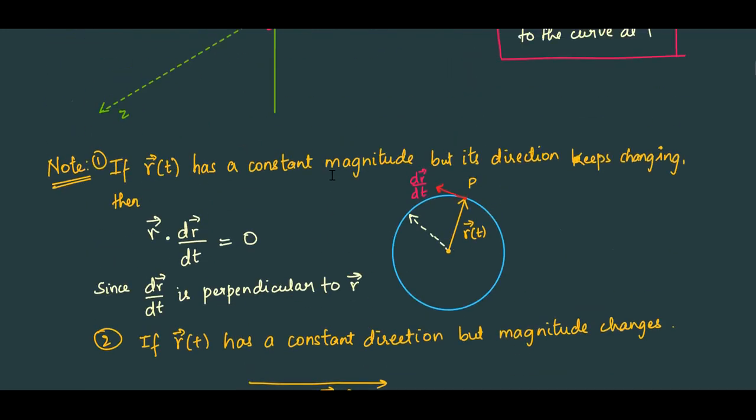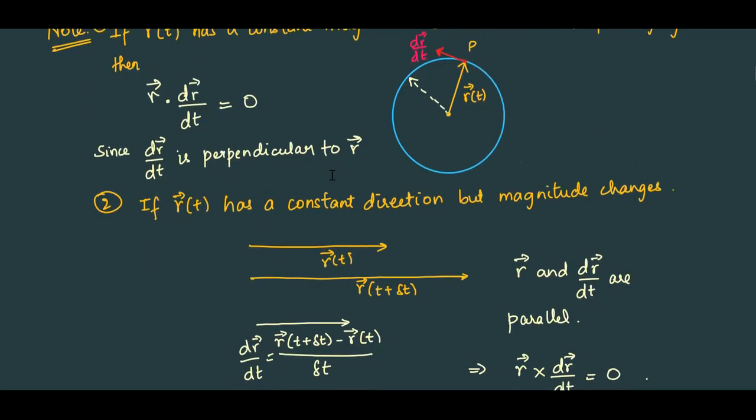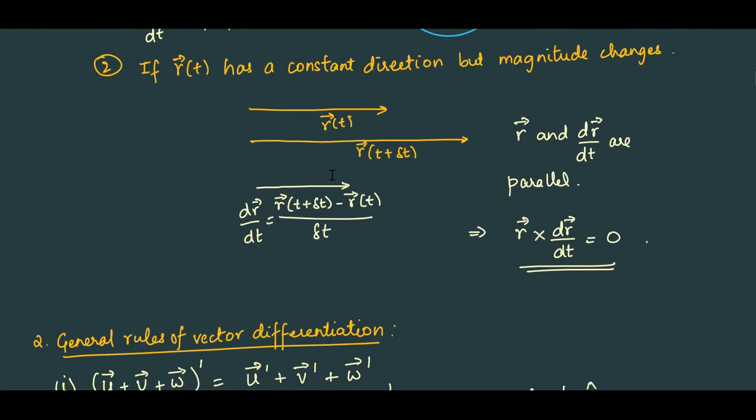However, on the other hand, if the direction is constant but the magnitude changes, so the direction always remains the same, then dr by dt exists but it is parallel to r. In that case, the cross product of the original vector with the derivative is 0.